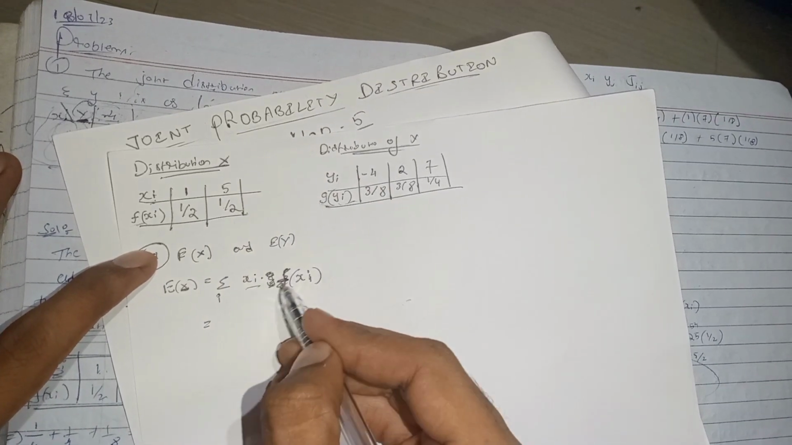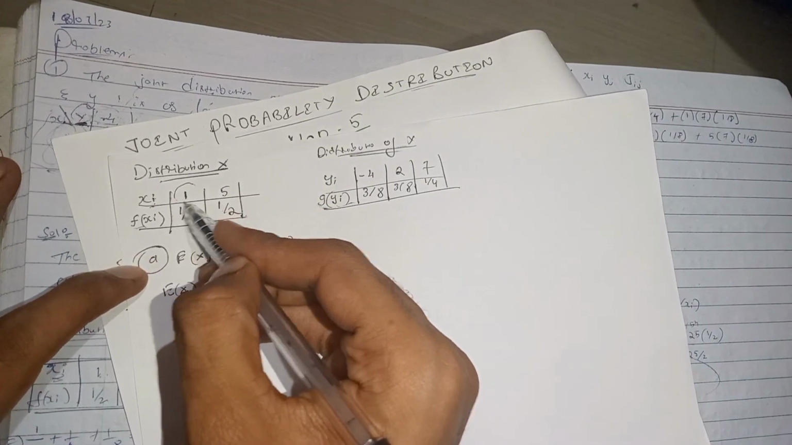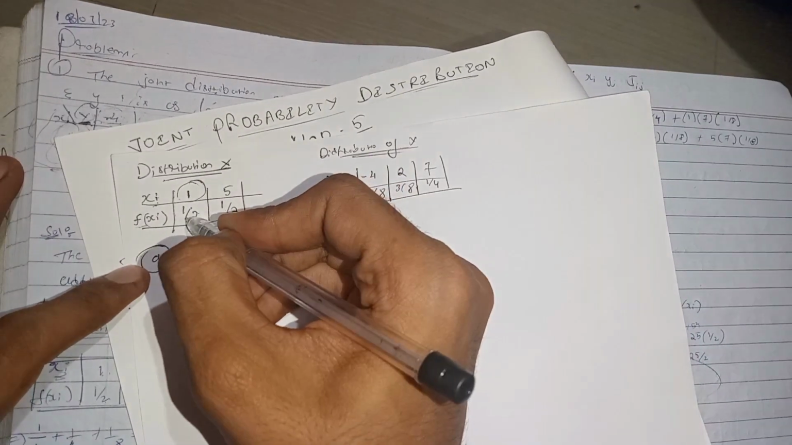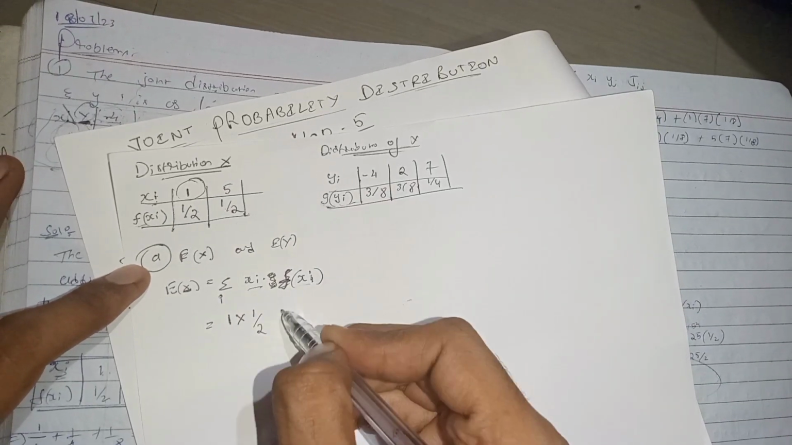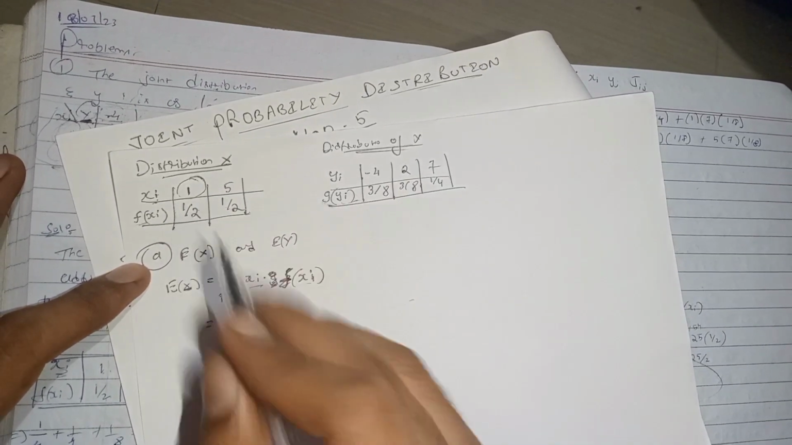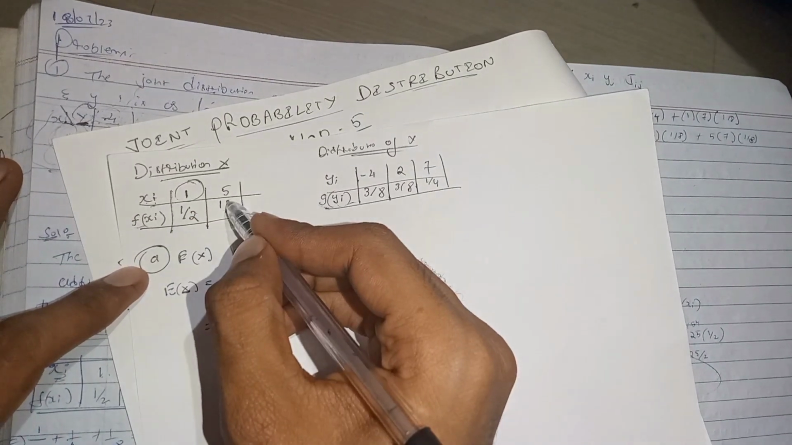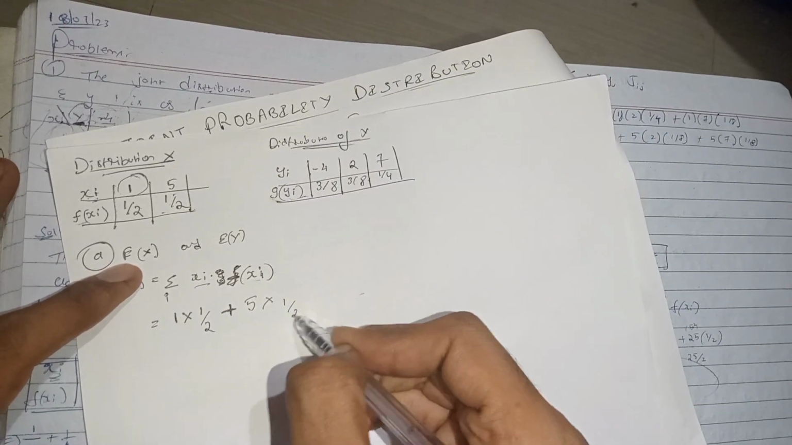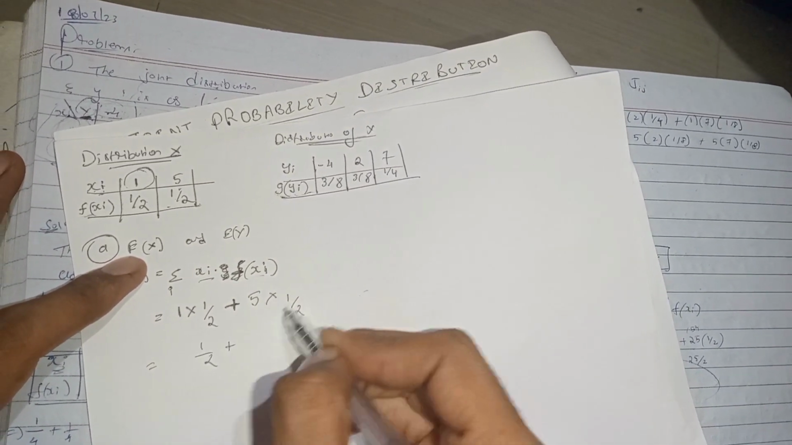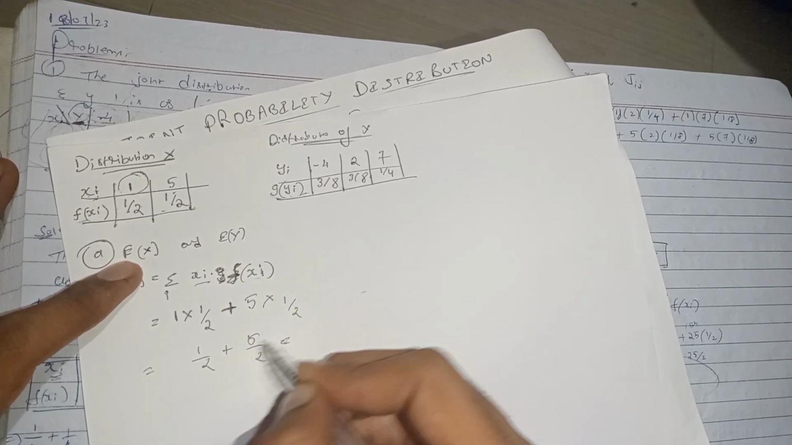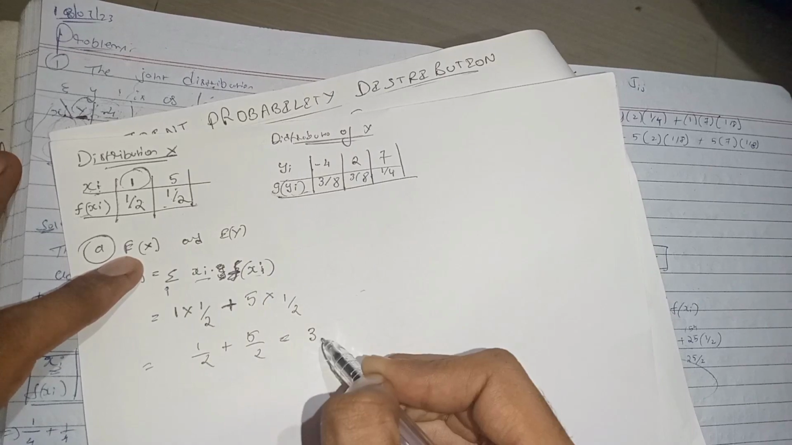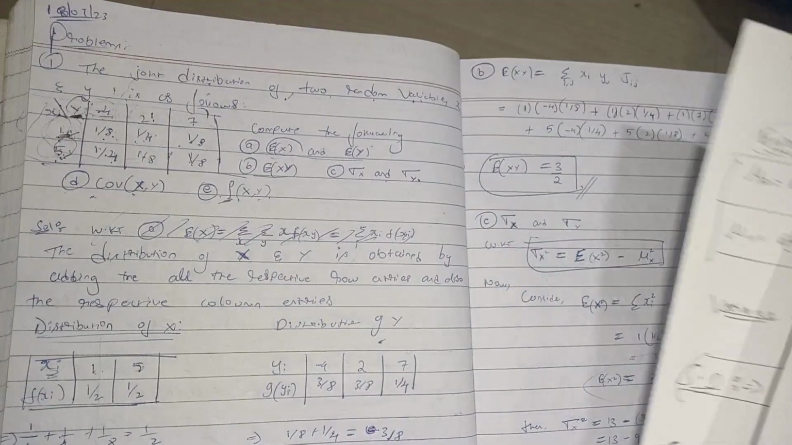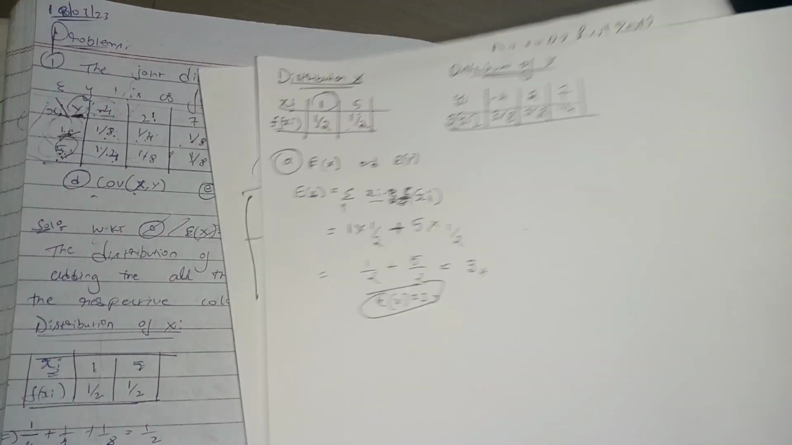Xi into f of xi is nothing but your first xi into your first f of xi, 1 by 2, plus, because we have two values here, the second xi value 5 into the second f of xi value 1 by 2. So what will be your answer? 1 by 2 plus 5 by 2 is nothing but 6 by 2, 2 ones are 2. Your answer will be 3. That means your E of X will be 3. Is it correct? Yes, it is correct.